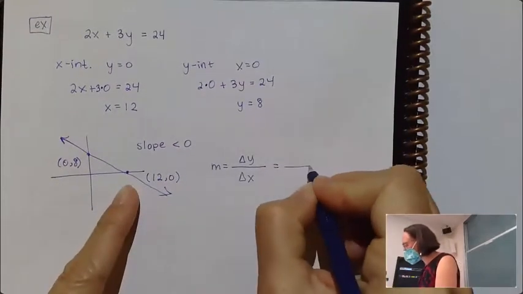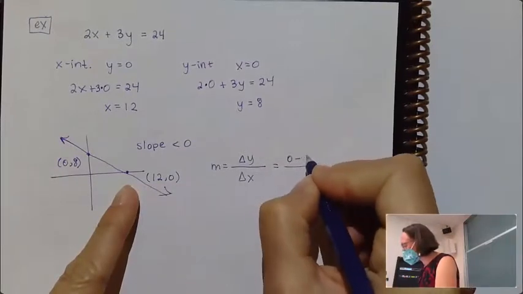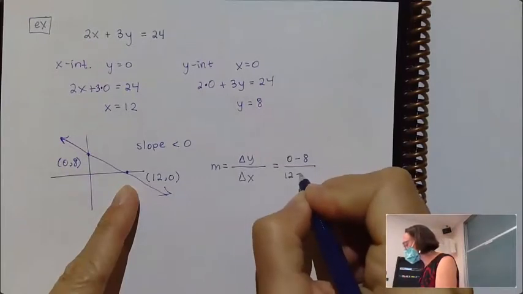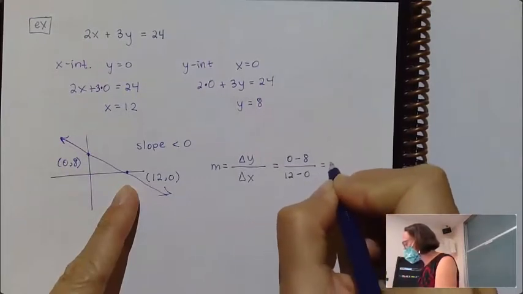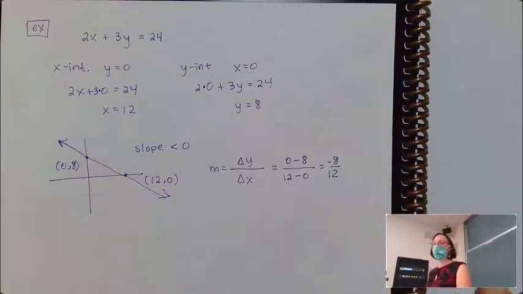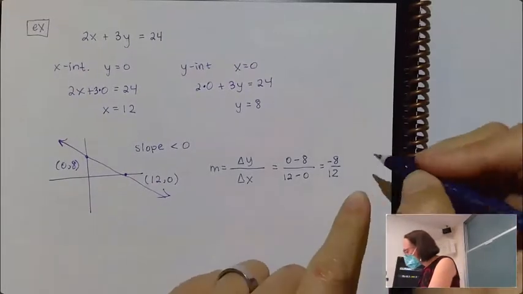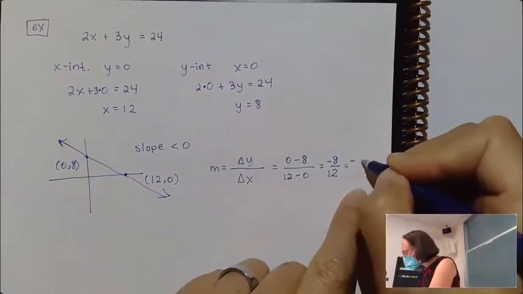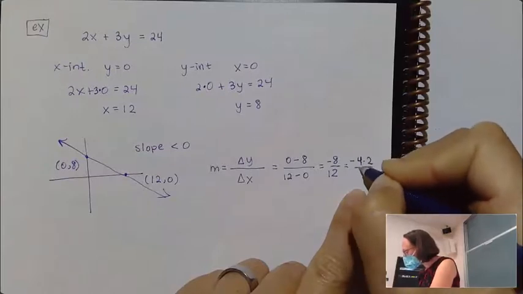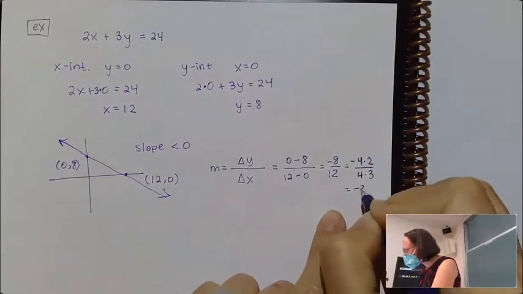So I would say that my change in Y would be 0 minus 8, and my change in X would be 12 minus 0. So I would get -8 over 12. Or if we put that into lowest terms, I can think about the top as 4 times 2 and the bottom as 4 times 3. So my slope would be -2/3.